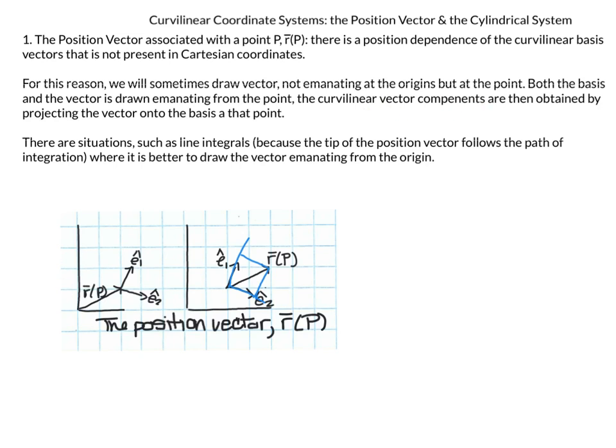Last, there are situations such as line integrals, because the tip of the position vector follows the path of the integration, where it's better to draw the vector emanating from the origin. So you don't want to throw this picture away completely. Just know that both are valid.